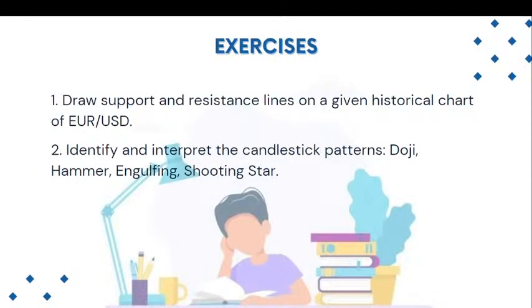Now, this is an exercise for this part. Draw support and resistance lines on any given historic chart, preferably, as I gave an example here, the US dollar. Identify and interpret the candle patterns that were formed there. Where you see a doji, mark it up. Where you see a hammer, mark it up. Where you see an engulfing candle, mark it up. Where you see a shooting star, mark it up. And then understand how the market reacted. That is how you practice. Remember, practice makes perfect.